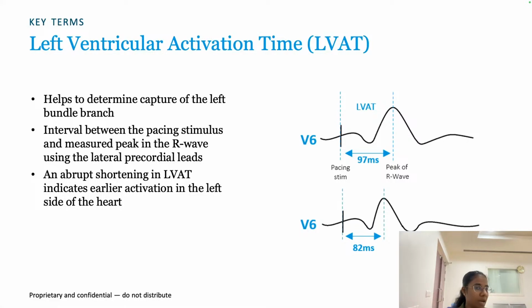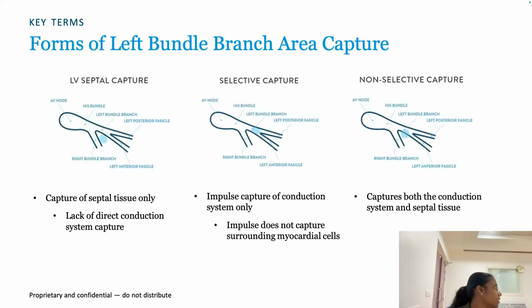If the LV activates fast, then the RV activates very fast too, so the QRS will be narrow. If our LVAT is 80, then nominally our QRS should be around 120. The more shortening of the LVAT we get, the more shortening of the QRS. So what is the nominal? 60 to 80 is the nominal LVAT. For an LV setup, we can get around 60 to 70, and the remaining part will be the RV activation.